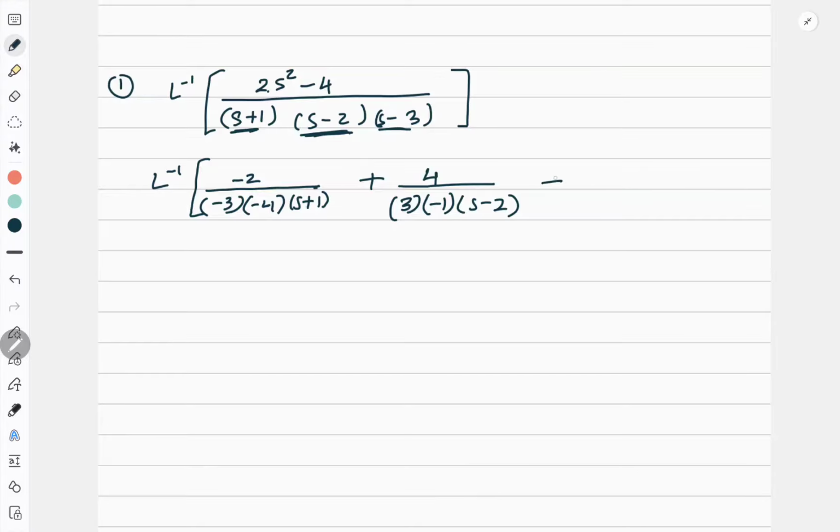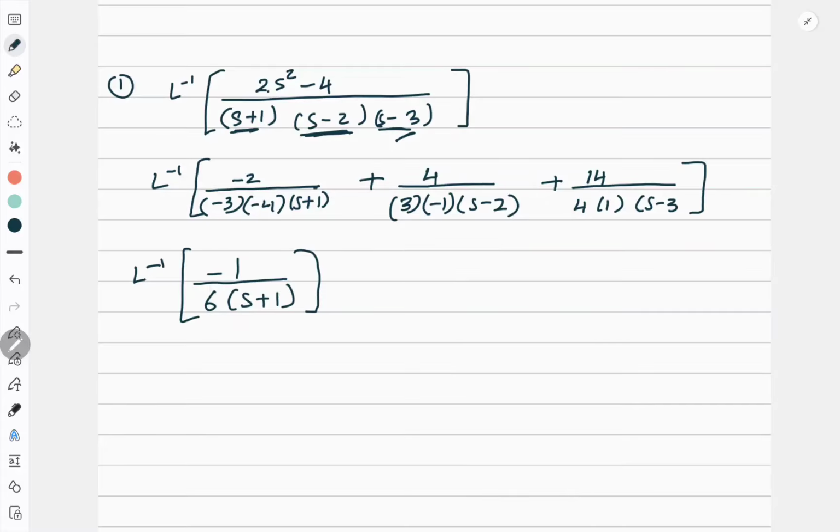Correct? Then plus. Next I'll put s is equal to 3. So in the numerator, 3 squared is 9, 9 times 2 is 18, 18 minus 4 is 14. For the denominator, 3 plus 1 is 4, 3 minus 2 is 1, and then s minus 3. So I got this. Let me simplify it a little bit. Here 2 ones are 2, 2 twos are 6, 3 twos are 6, so minus 1 by 6 upon s plus 1.